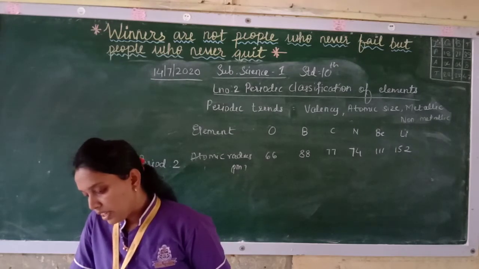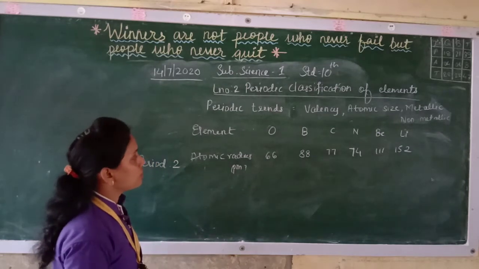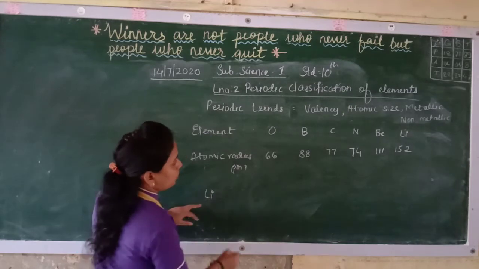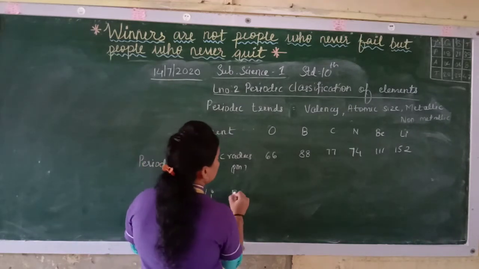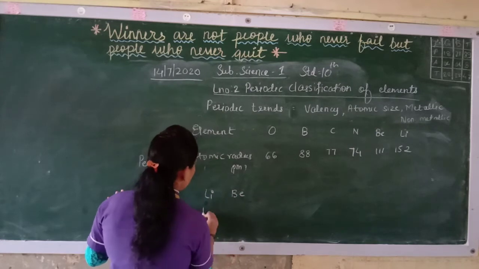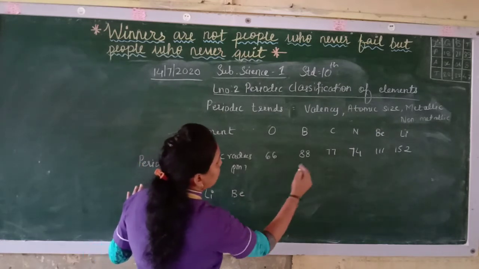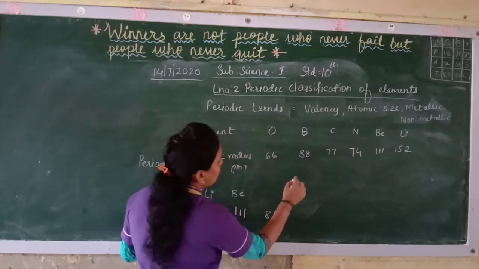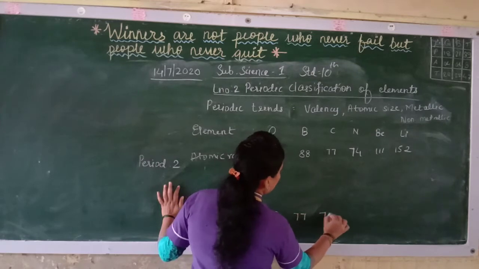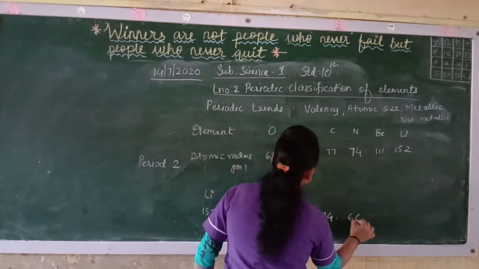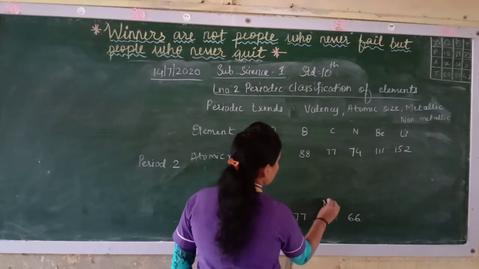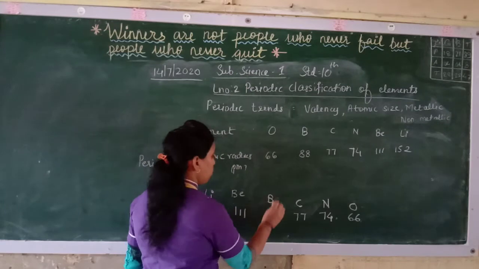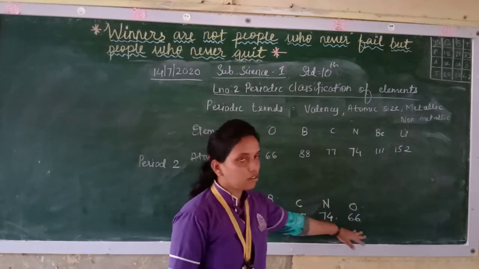So when you are arranging it in decreasing order, what will come first? Lithium. Then you will get beryllium. Lithium is how much? 152. Beryllium is 111. Then you will get 88, then 77, then 74, then 66. And 74 is nitrogen, this is oxygen, this is carbon, and 88 is boron. So you have arranged in decreasing order.